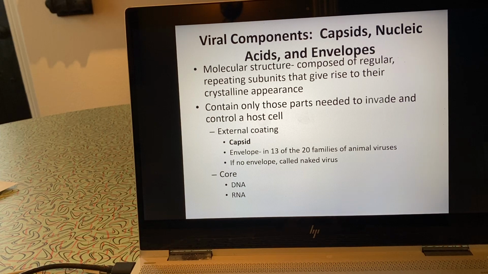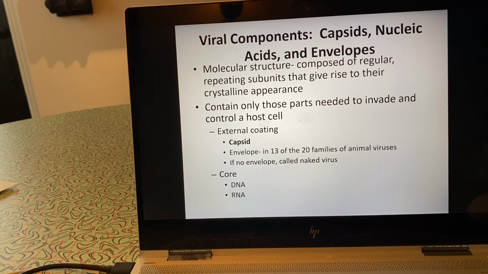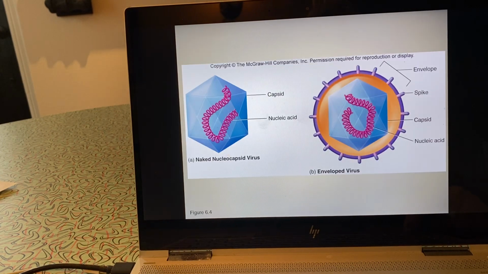Okay, so we've talked about this a little bit, but these regular repeating subunits that make up the capsid are called capsomers, and that's what gives them their very crystalline appearance. So remember, if you just have a capsid but you don't have an envelope, you're referred to as a naked virus, whereas viruses that have envelopes are called enveloped viruses. And the core of the virus, its genome, is either DNA or RNA.